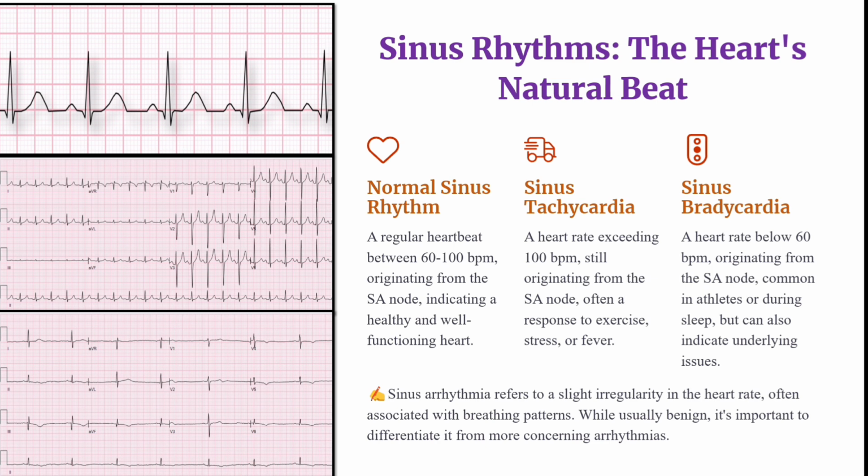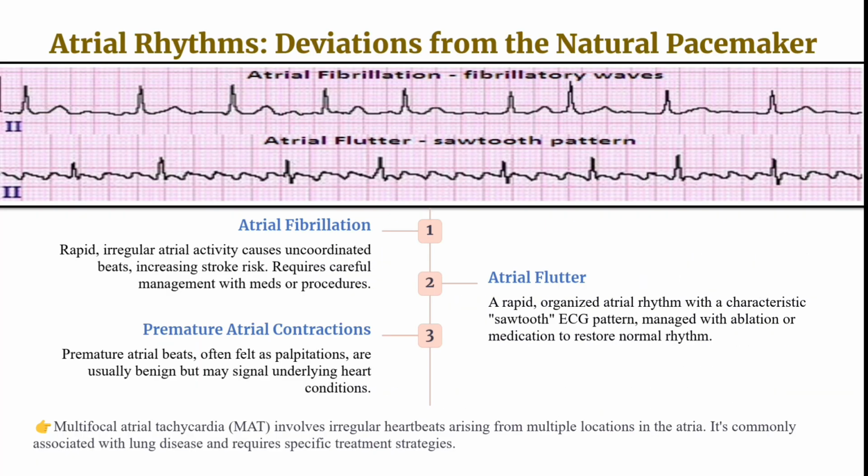Understanding these rhythms is crucial for identifying potentially life-threatening conditions and initiating appropriate treatment. Classifying rhythms based on regularity. Another essential component of rhythm analysis is determining whether the rhythm is regular, regularly irregular, or irregularly irregular. Regular rhythms have consistent RR intervals and predictable waveforms. Normal sinus rhythm is a prime example.